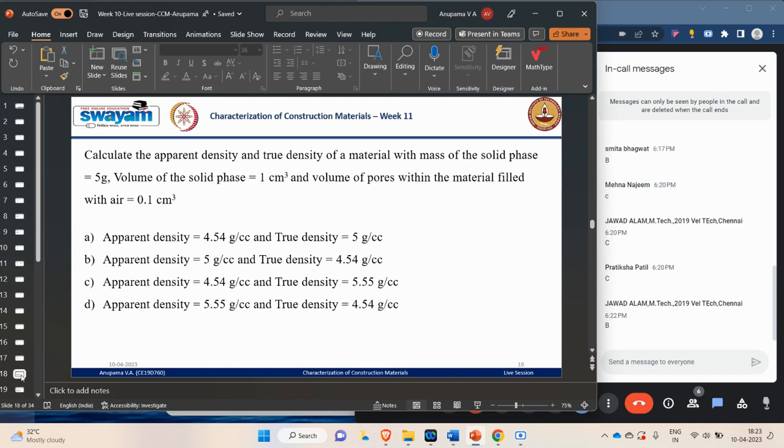Calculate the apparent density and true density. The mass of the solid phase is 5. Volume of the solid phase is 1 centimeter cube. And volume of the pores, which is filled with air, is 0.1 centimeter cube.